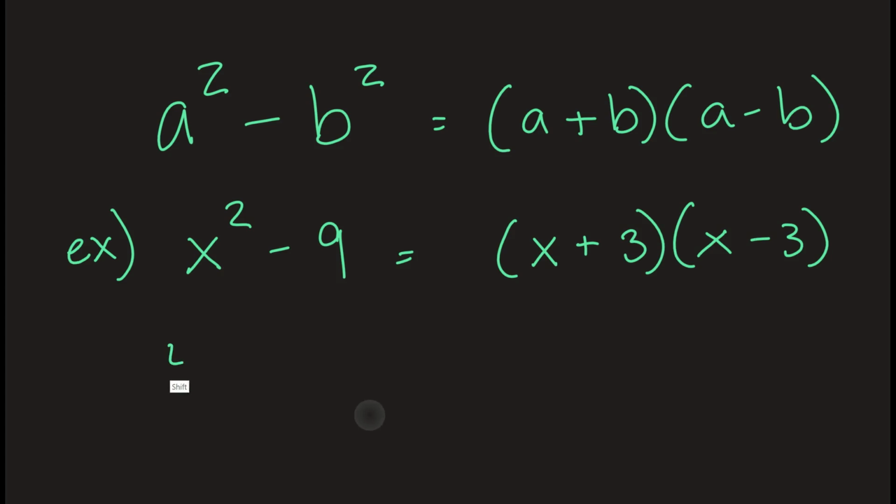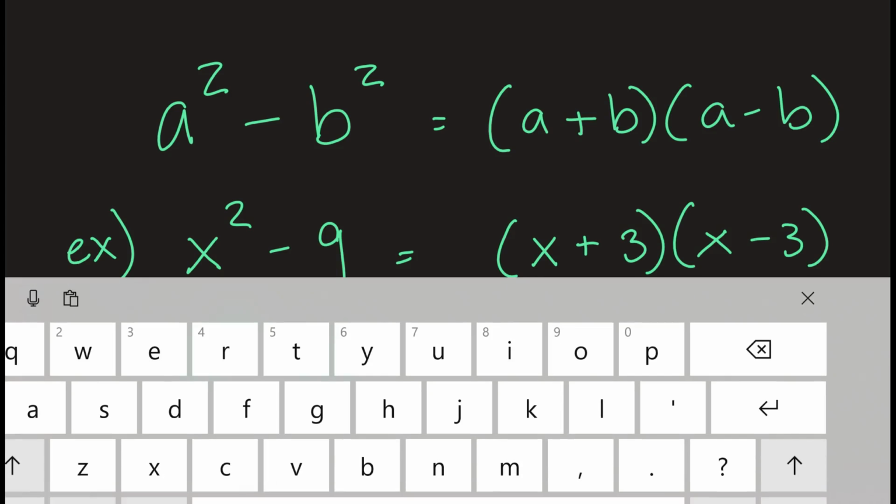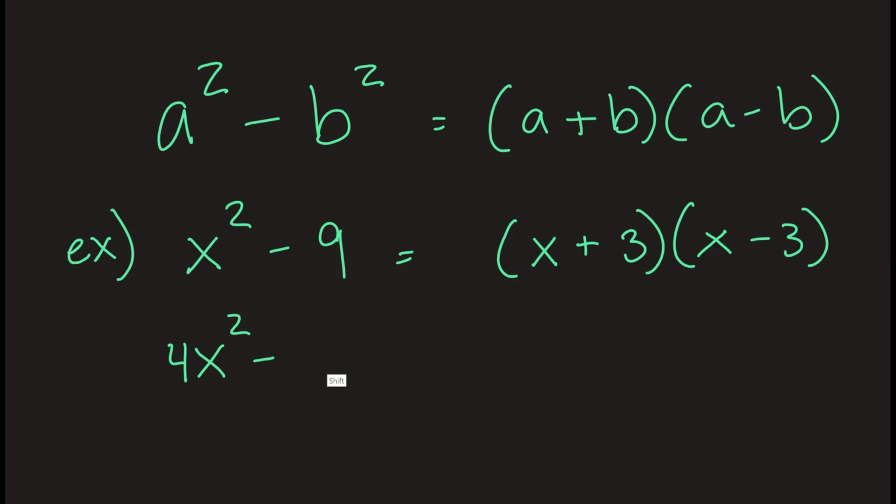What about, say, 4x squared minus 25? What can that be factored into? So we take the square root of both. What is the square root of 4x squared? 2x. And what's the square root of 25? 5. So it's 2x plus 5, 2x minus 5.